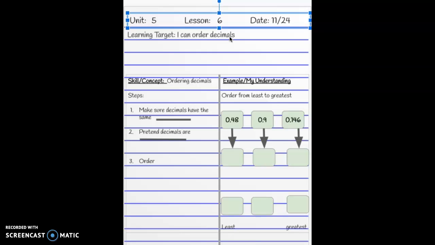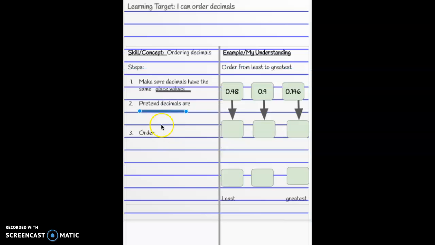So the first thing when we're ordering decimals is that we need to make sure that the decimals have the same place values. And this is important because we need to look at all of the numbers, especially because the best and easiest way to order decimals is to pretend that the decimals are whole numbers, which is why you want to make sure that they have the same place values.